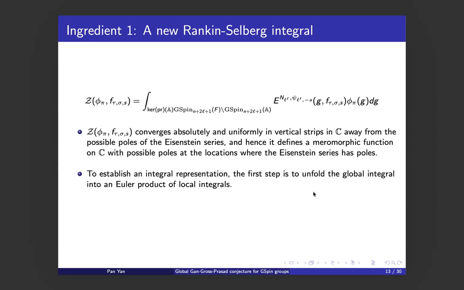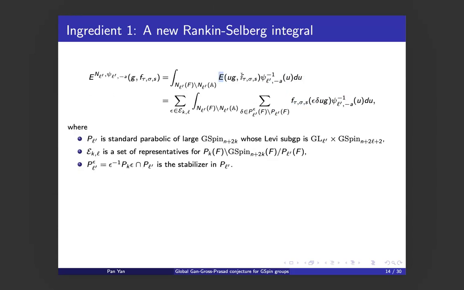So to establish an integral representation, our first step is to unfold the global integral into an Euler product of local integrals. So we start with unfolding the Bessel coefficient of the Eisenstein series. We're looking at this term here. We can start by plugging in the definition for the Eisenstein series. That's going to be a sum over GSpin n plus 2k quotient by Pk of f. Now we let P l prime be the standard parabolic of the large GSpin whose Levi is isomorphic to GL l prime times GSpin n plus 2l plus 1. And then let P l prime act on this coset space. And then we arrive at the second line over here.